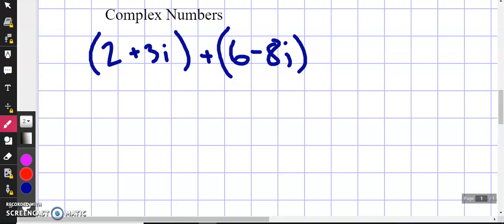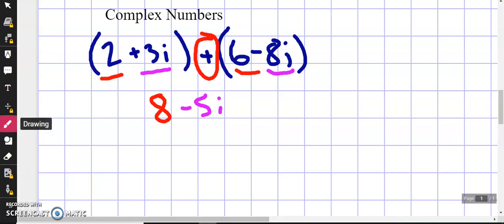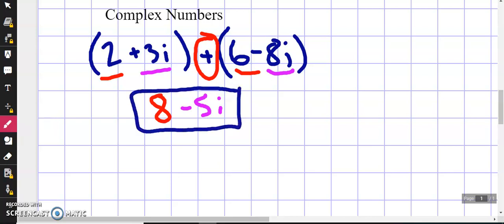If I was doing this, I notice there's a plus sign between the parentheses, so it just wants me to add the two groups together. So I will do 2 plus 6 to get 8. I will combine my i's, so 3 plus negative 8, or 3 minus 8, will give me negative 5i. So the simplified version is the complex number 8 minus 5i.